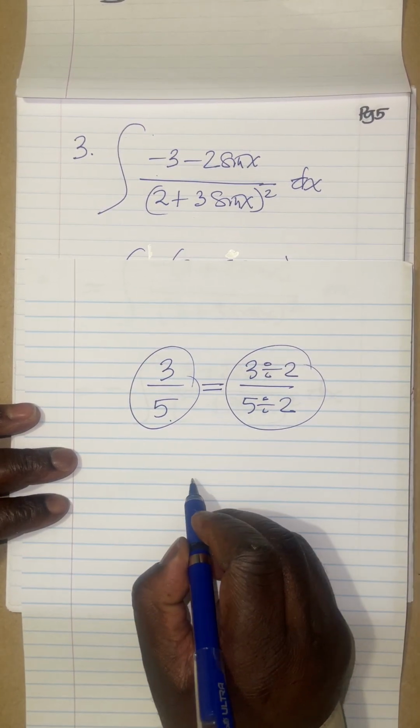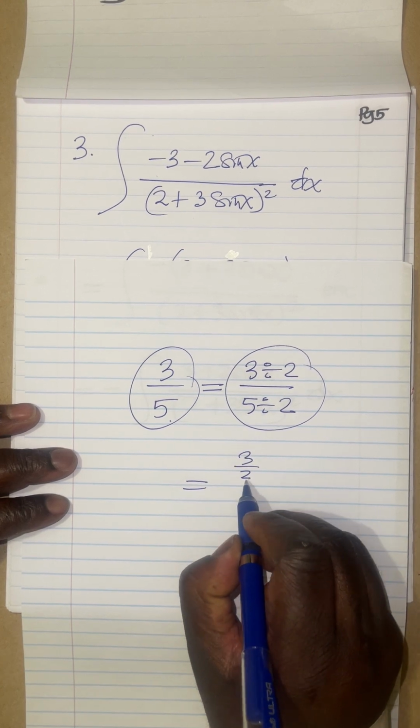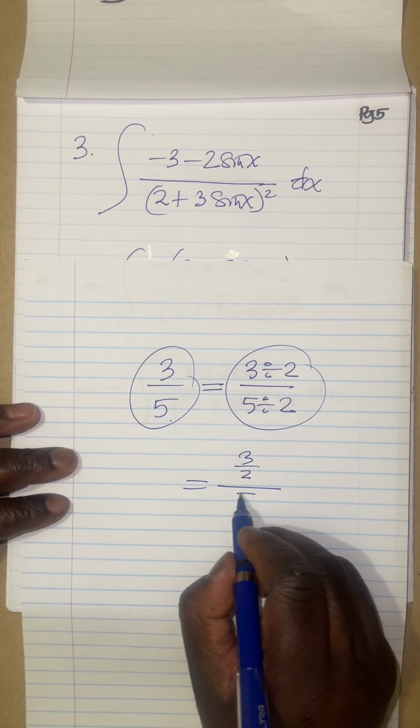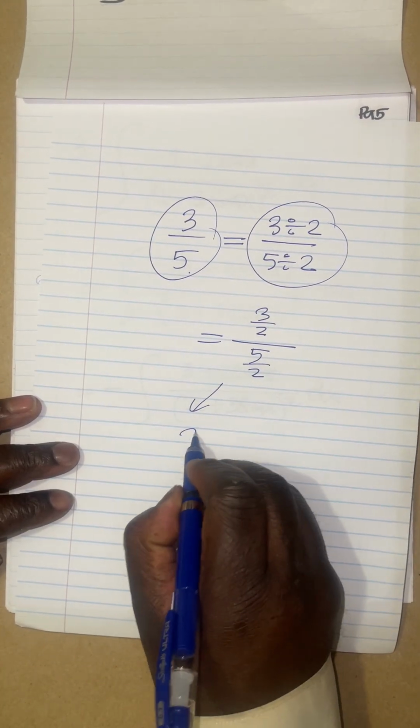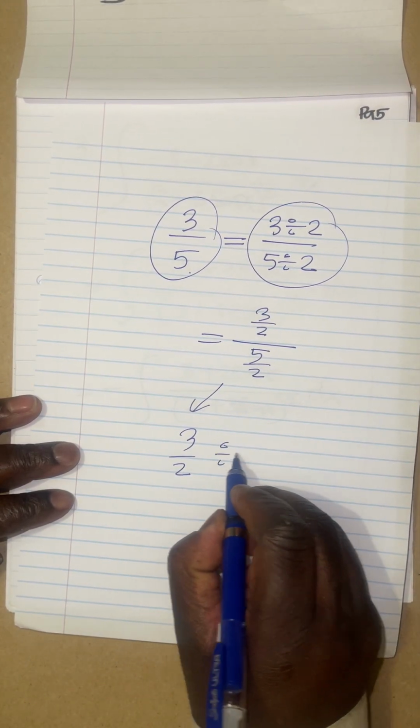What is the numerator? The numerator is 3 over 2. We're dividing by the denominator 5 over 2. These are two fractions that we must work on. So 3 over 2, and we're saying divided by 5 over 2.